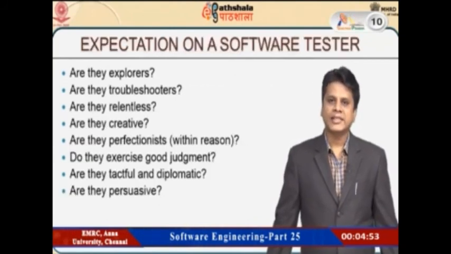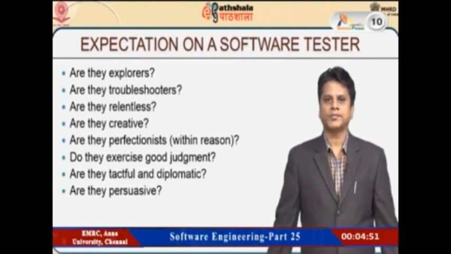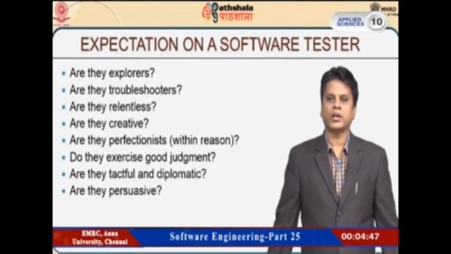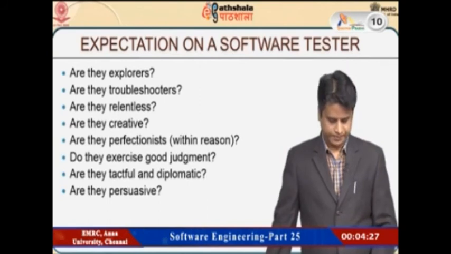So what are the basic expectations of a software engineer? You can ask whether the software engineer or software tester is an explorer or a troubleshooter. Are they relentless, are they creative, are they perfectionist, do they exercise good judgment, are they tactful and diplomatic, are they persuasive? So they have to be all in one.